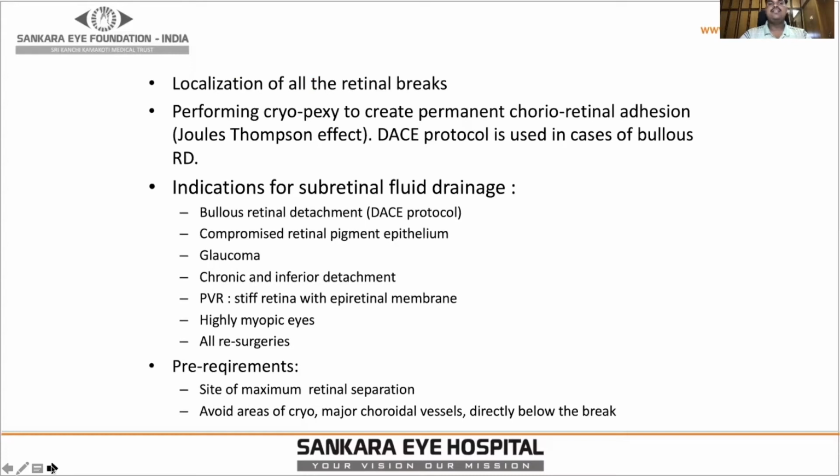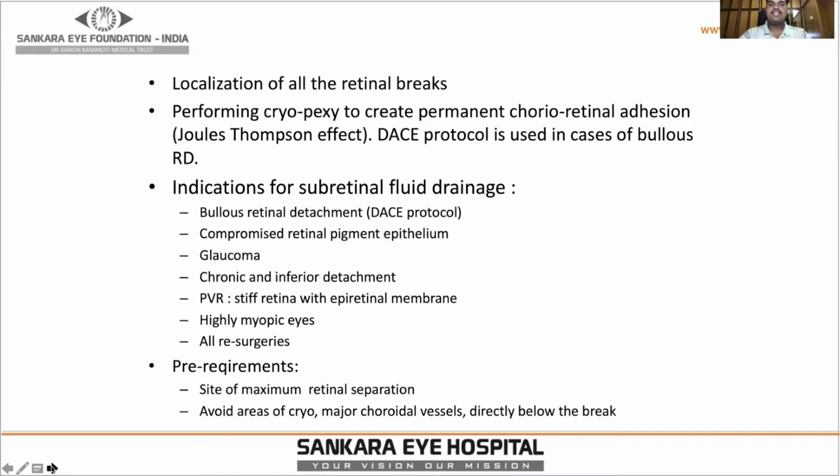Once this is done, the next step is cryopexy, which creates a permanent chorioretinal adhesion. Cryotherapy is applied directly onto the break when the break is equal to or less than 1 disc diameter. If it's more than that, then 3 points are marked on the lateral sides and the posterior aspect, and cryo is done all around the break. The DACE protocol is used when there is a bullous retinal detachment.